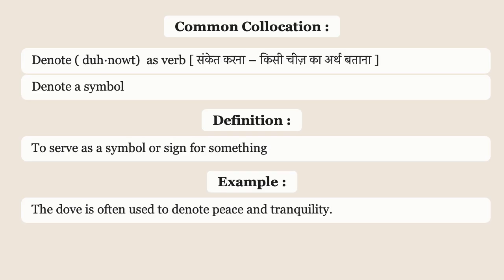Denote a symbol. Definition: to serve as a symbol or sign for something. Examples: the dove is often used to denote peace and tranquility.